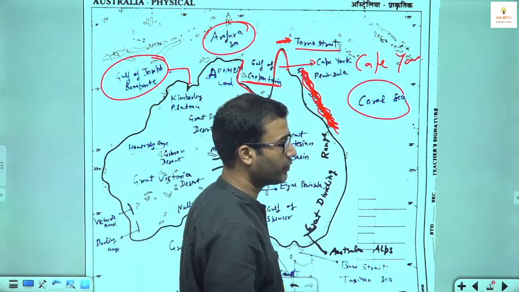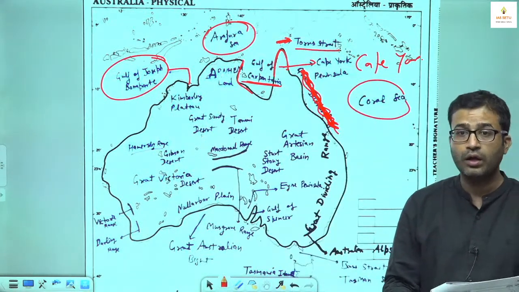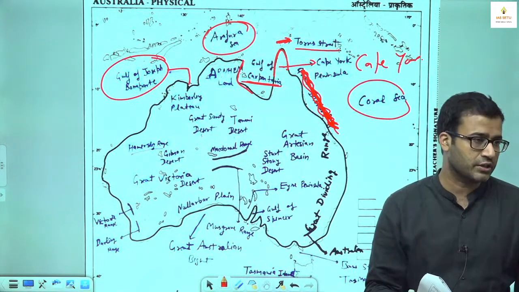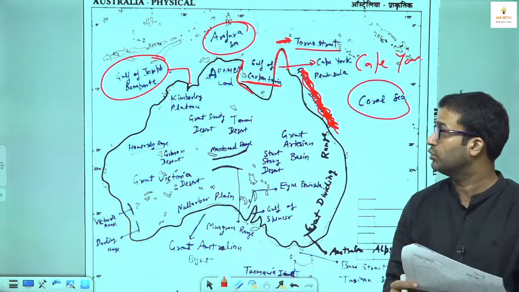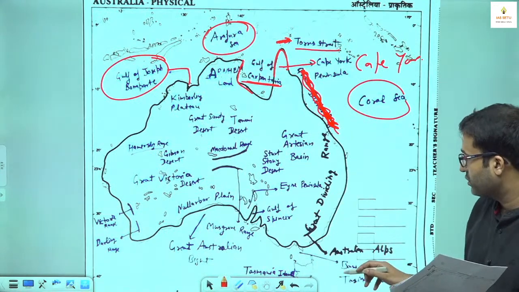4 or 5 years back they asked a very simple question about this Great Barrier Reef. So it's not like every time they ask difficult things, sometimes they ask easy things also. Great Barrier Reef has been asked. Now this is Great Dividing Range, we will see later.